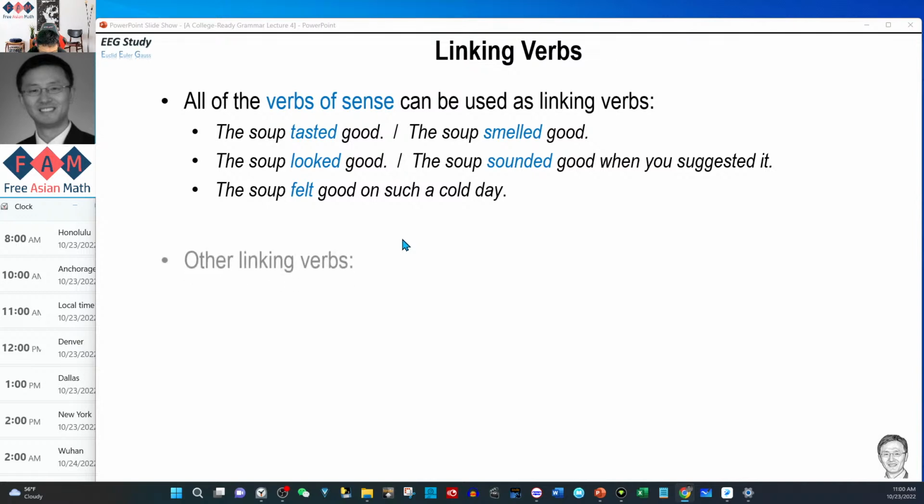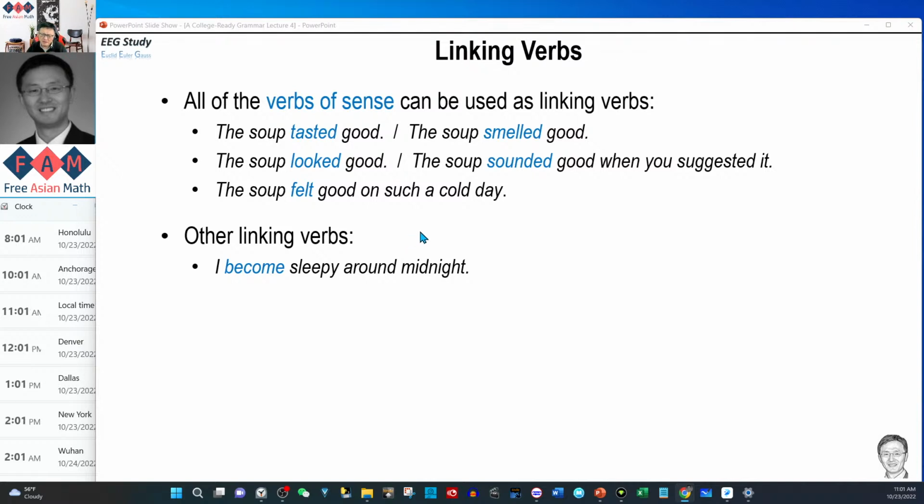So we have other linking verbs as well. I became sleepy around midnight. Sleepy here describes my current physical status. So it really describes me as the subject. Therefore, this become is a linking verb.